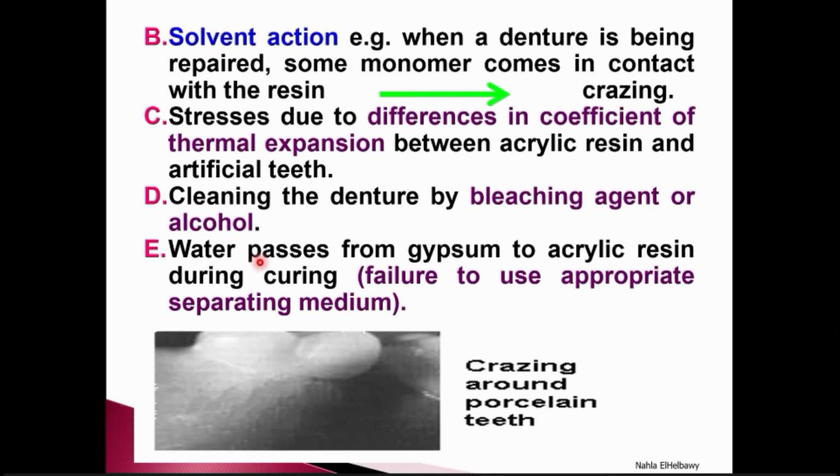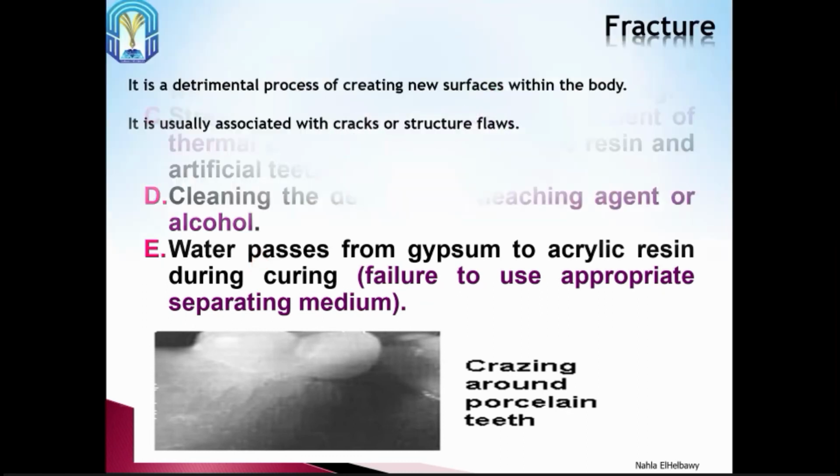Therefore, the water cannot pass from gypsum to acrylic resin. But failure to apply separating media results in passing water, and this water molecule can act as a separating medium or separating molecule between the polymer chains, which are seen as crazing.